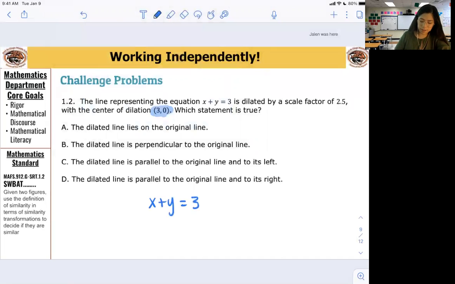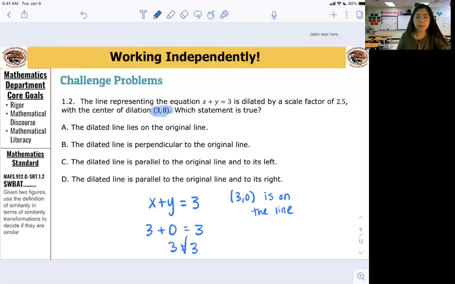So x is 3, y is 0, 3 plus 0 is 3. Does 3 equal 3? Yeah. So 3 comma 0 is on the line. So if 3 comma 0 is on the line and I dilate it, I'm going to end up with the same line. It's not perpendicular. It's not parallel. It's the same exact line.